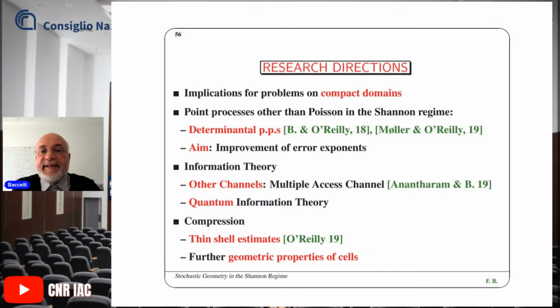And the aim is to improve the error exponents in all cases, right? In information theory, this work is developing to consider other channels, information theoretic channels, I mean network information theory, multiple access channel, for instance, or other types of information theoretic constructs like quantum information theory. For compression, there are very interesting results of Eliza on thin shell estimates and lots of current studies on the geometric properties of cells. I mean, you have these polytopes in high dimension with mass in these corners, and the geometry of that is quite challenging. It's really very important to understand this compression.